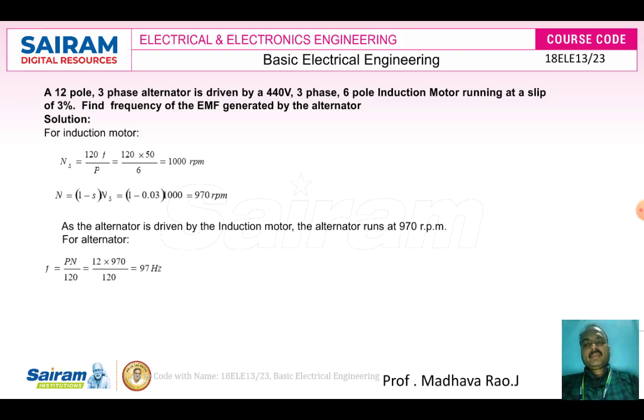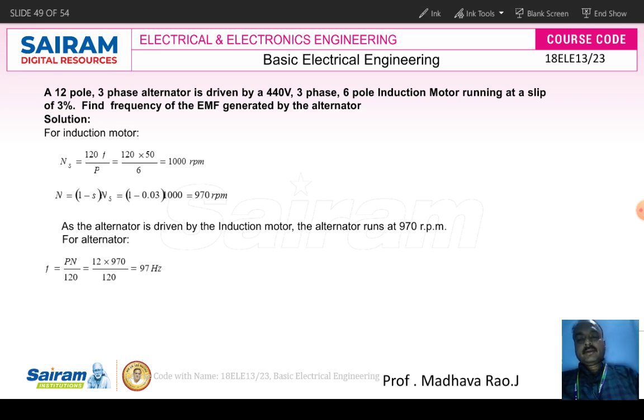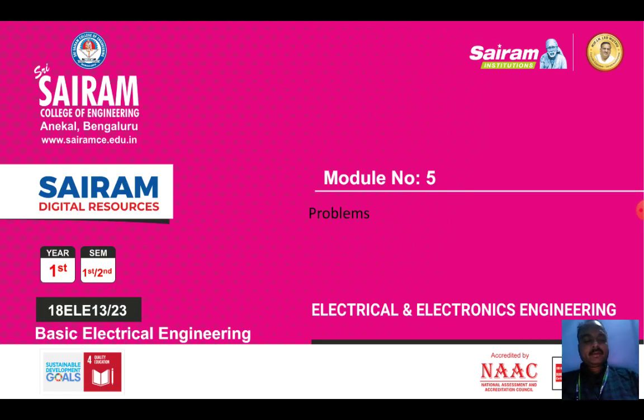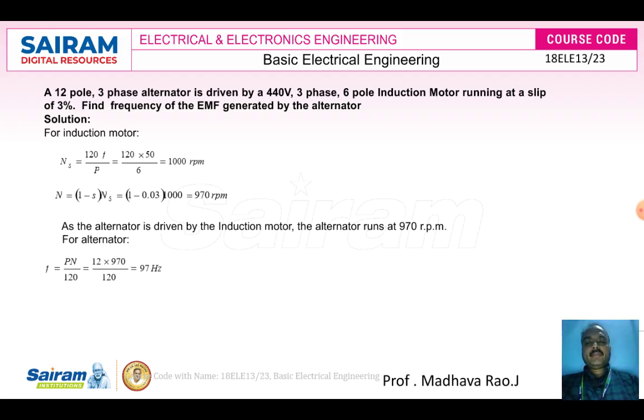The first problem. A 12-pole three-phase alternator is driven by a 440 volts, three-phase 6-pole induction motor running at a slip of 3%. Find the frequency of EMF generated by the alternator. So what we have to find out? The frequency of EMF generated, that is called F. You have to find out the frequency of EMF generated by the alternator.